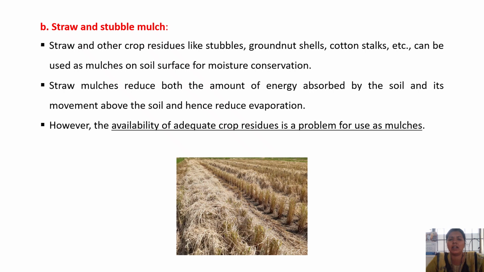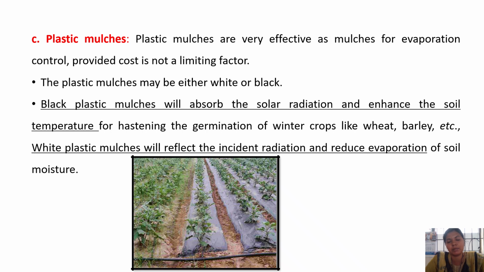The main drawback of straw and stubble mulch is the availability of adequate quantities of crop residue, which we should consider. If the field is very small, we can collect enough material, but for a larger field, getting that many stubbles and stalks to cover the field for mulching is very difficult. So there comes the option of plastic mulching, which is very common.